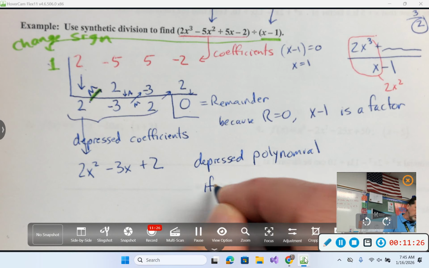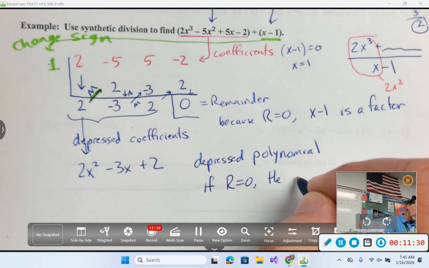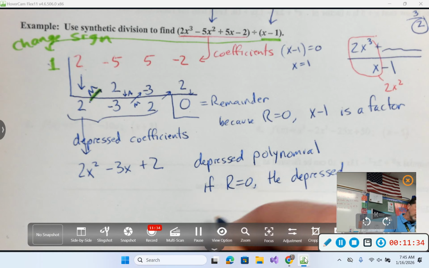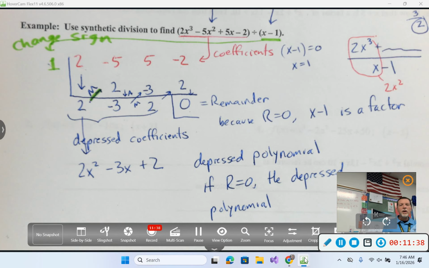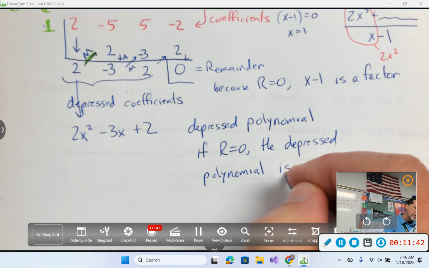And more good news, I guess, if r is 0, like it was for this, the depressed polynomial, like the new polynomial that's 1 less in power, is also a factor.